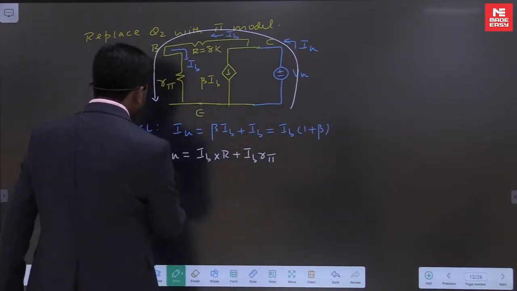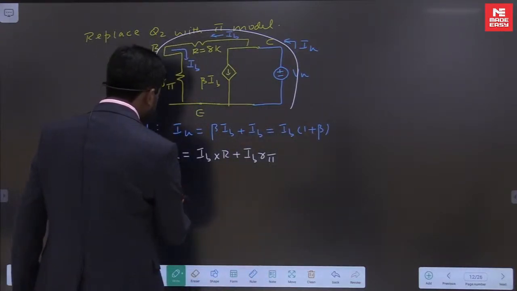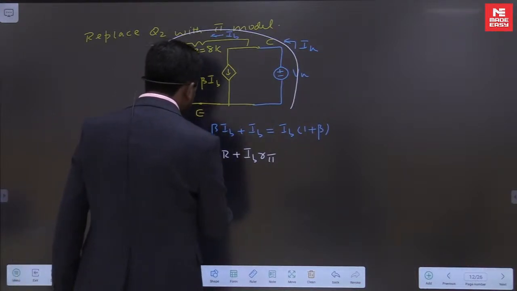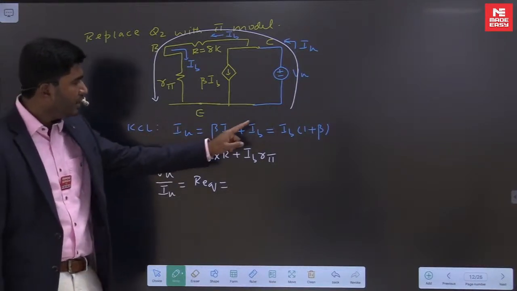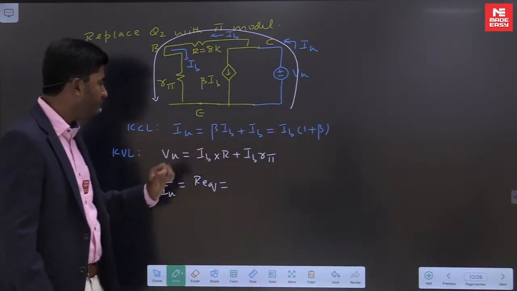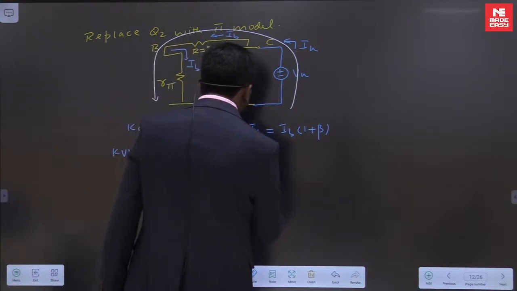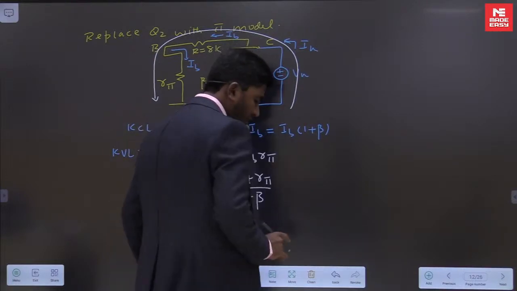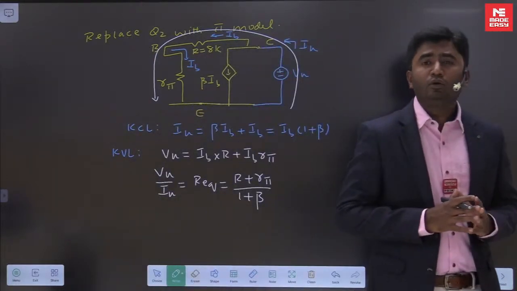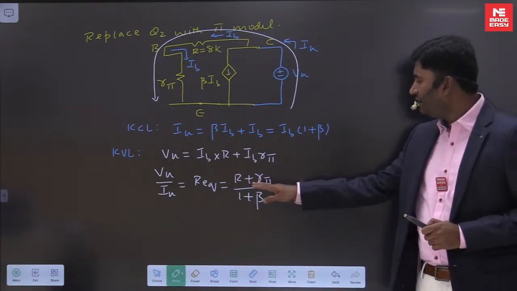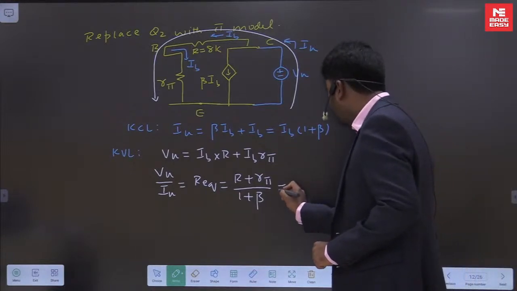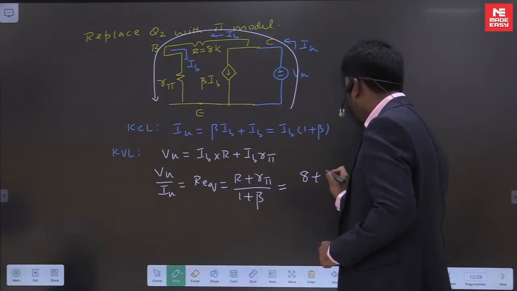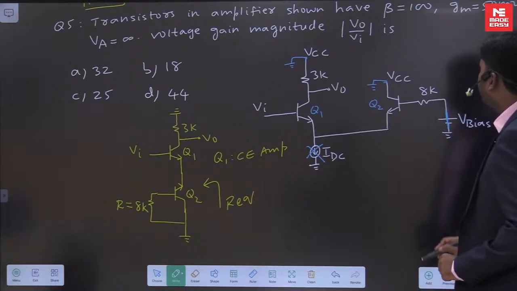Then divide Vx upon Ix. Vx divided by Ix will give us R equivalent. If you divide Vx upon Ix, that IB will cancel out, and I will get R equivalent equal to R plus R pi divided by 1 plus beta. So in this numerical, Q2 is offering an equivalent resistance this much, R plus R pi divided by 1 plus beta. Now you substitute R equal to 8K. R pi, we can tell from the data.